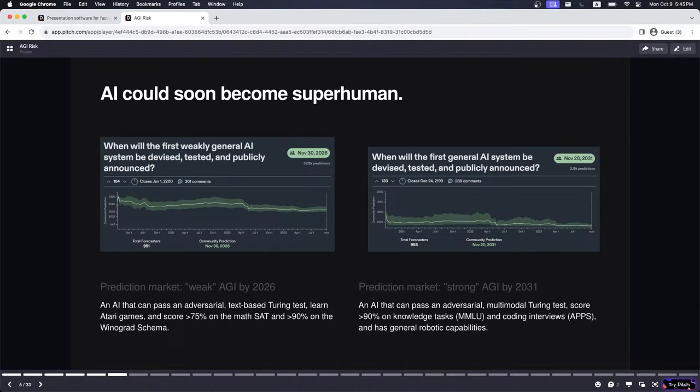So for a very long time, neural networks were not able to do this. Now they're able to do it pretty reliably. And then with strong AGI, it will be able to do everything on the left, except it can now pass a 2-hour long adversarial multimodal Turing test with text and images and videos and audio. It can convince a judge that it's a human using those input channels, just like you would with text messages. It can score greater than 90% on two important benchmarks, the MMLU, which measures knowledge, and the APPS, which measures coding abilities, and it will have general robotic capabilities. So the timeline that's estimated for an AI system that can do all that stuff is less than 9 years away.